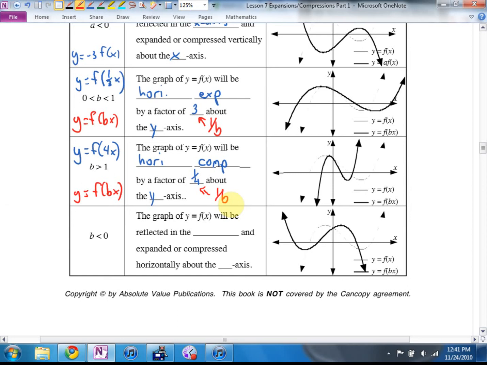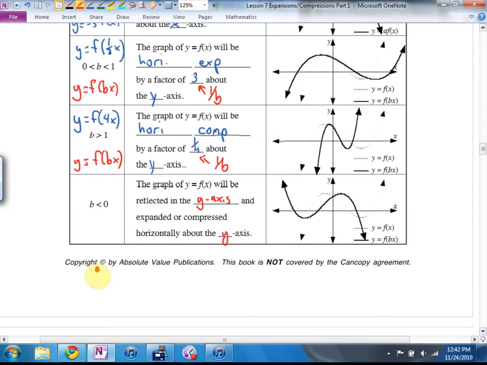Oh, and what if b is also negative? Not only will there be a horizontal expansion or compression, what else will there be, Kim? Reflection. Horizontal reflection. It'll be reflected in the y-axis and compressed or expanded about the y-axis. Okay? Turn the page.